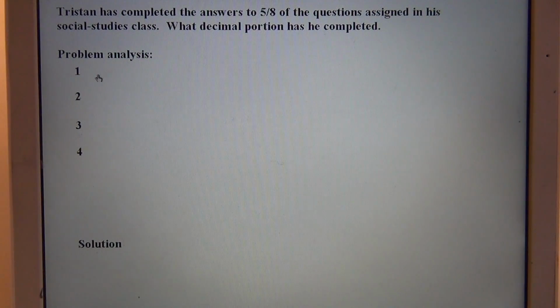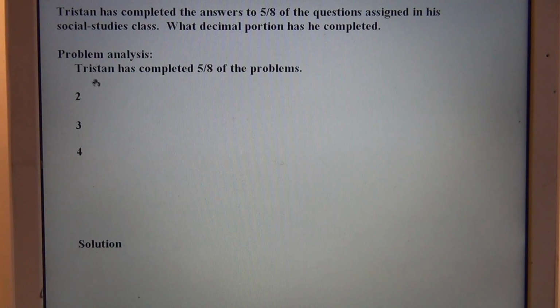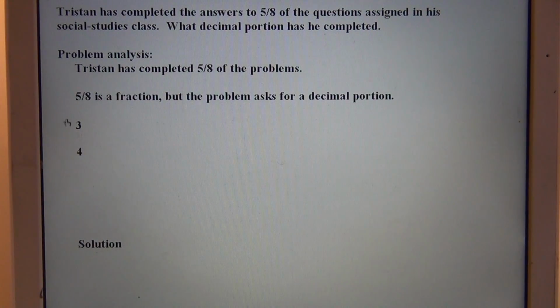Well, let's analyze this problem. He's completed 5/8 of the problem. Tristan has completed 5/8 of the problem. 5/8 is a fraction, but the problem asks for a decimal portion.